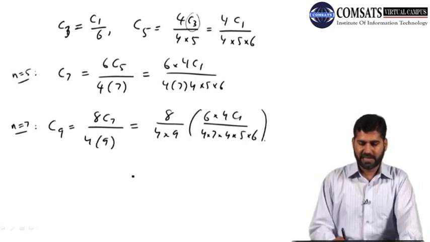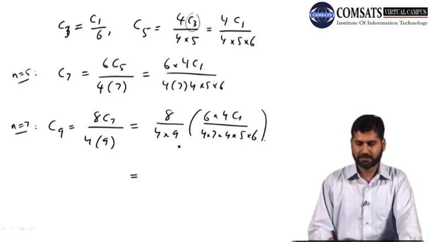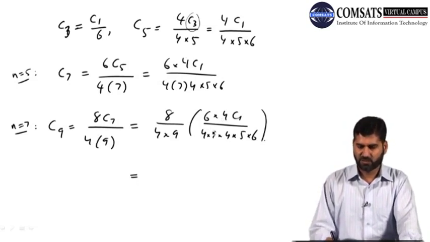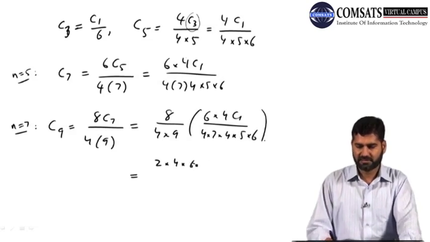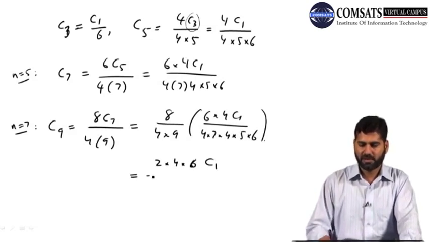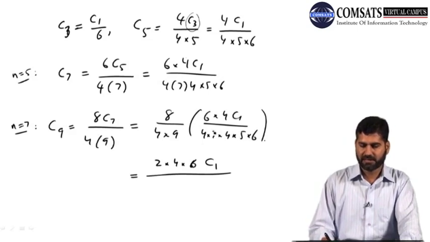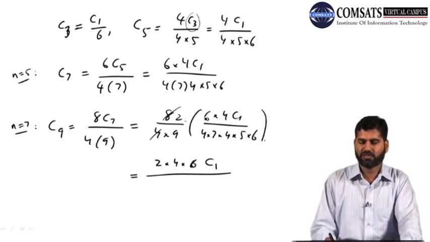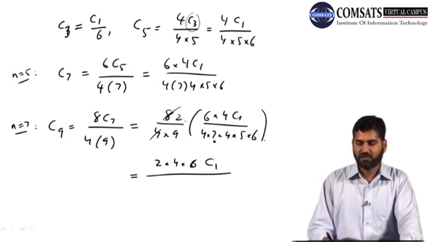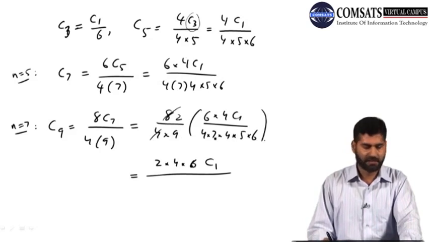Alright, so I can write this as 2, 4, 6 C1 divided by... 1, 4 got cancelled, you can write 2, 4, 6 and the remaining is 4 square, 5, 6, 7, 9.